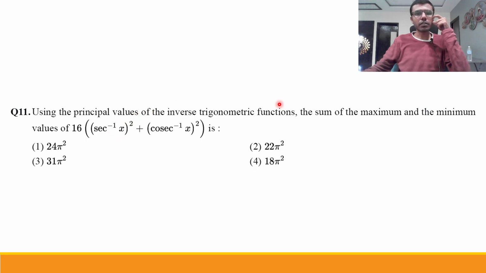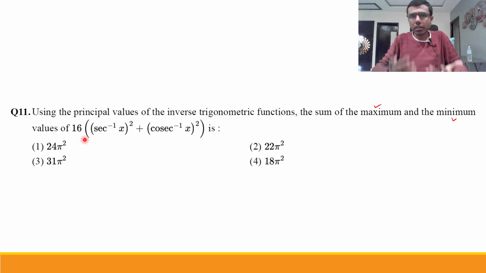Using the principal values of the inverse trigonometric functions, the sum of maximum and minimum values of 16 into (secant inverse x) whole square plus (cosecant inverse x) whole square is... okay. So they're asking us to find out the maximum and minimum values first and then their sum. So first we need to find out the maximum value of this expression and the minimum value also. And after that we need to add them, and that's what the answer would be.